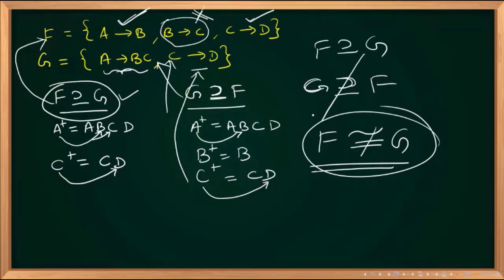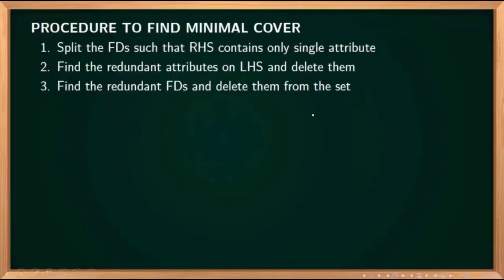So we'll see. Now this is the procedure for finding minimal cover. If you can see the screen, this is the procedure for finding minimal cover. The first step is to split the functional dependencies. Remember this one. Split the functional dependencies such that the RHS contains only a single attribute.